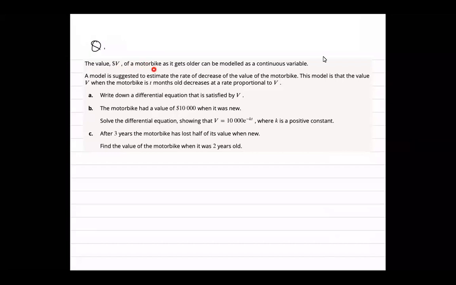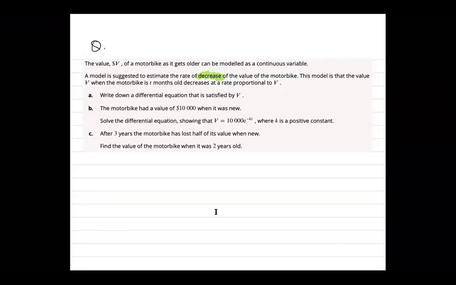All right, so we are going to continue now. The value $V of a motorbike as it gets older can be modeled as a continuous variable. A model is suggested to estimate the rate of decrease of the value of the motorbike. This model is that the value V when the motorbike is T months old decreases at a rate proportional to V. Now you have to understand and interpret the statement given to you.